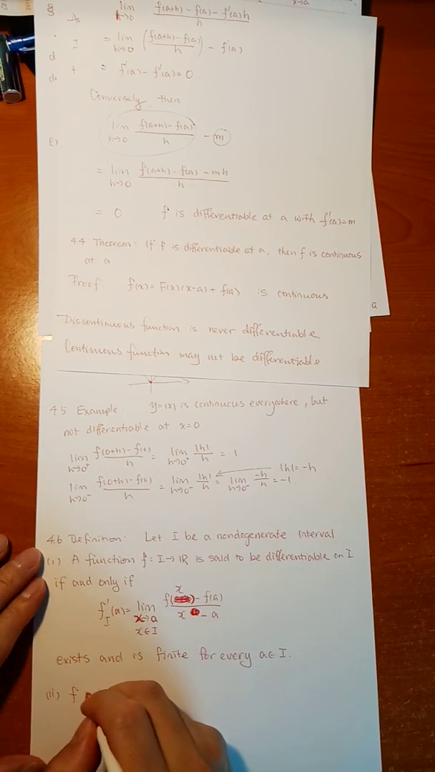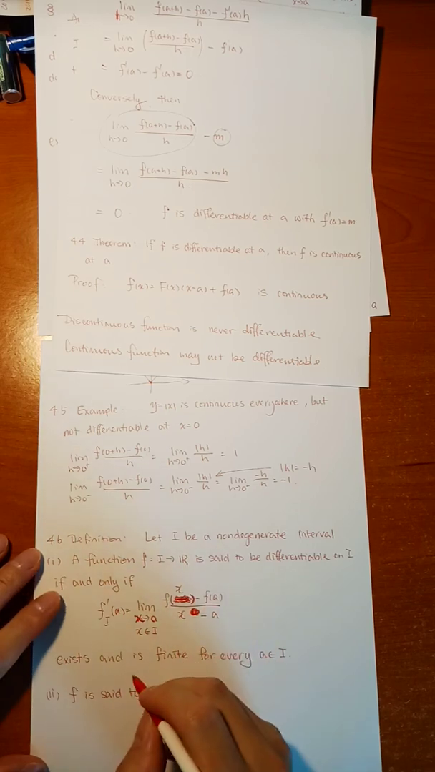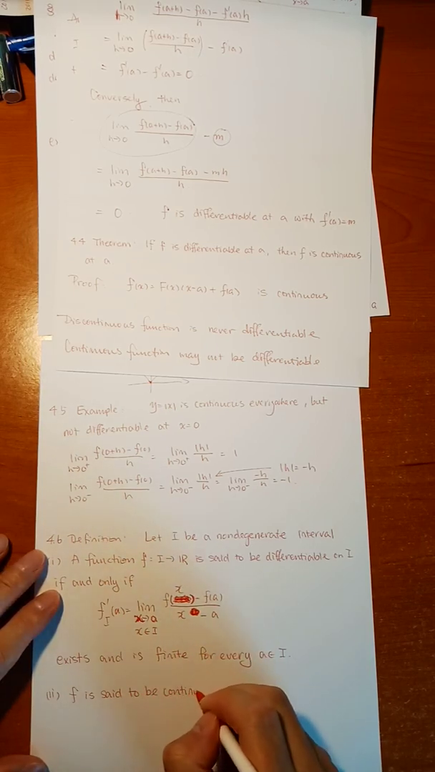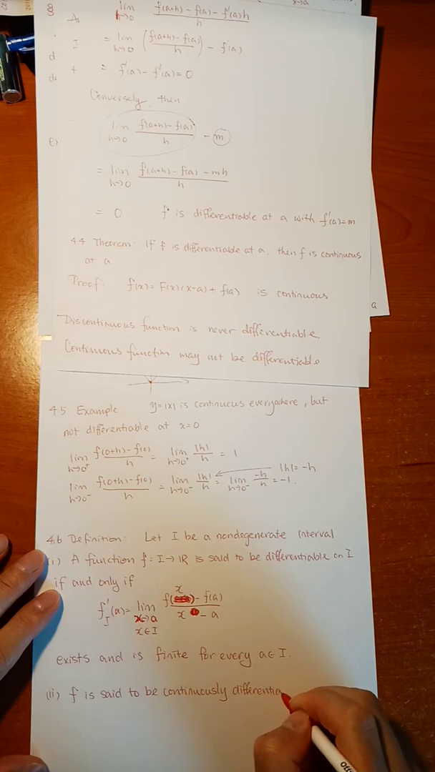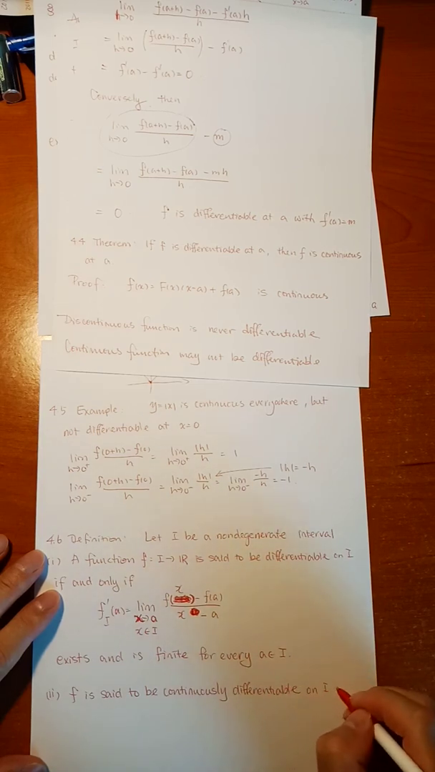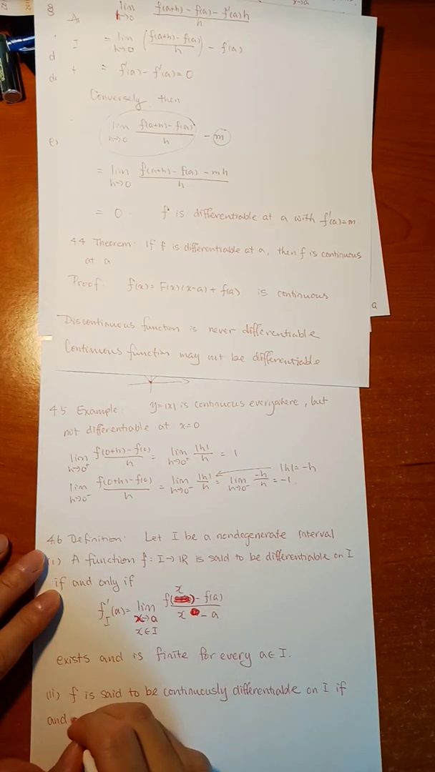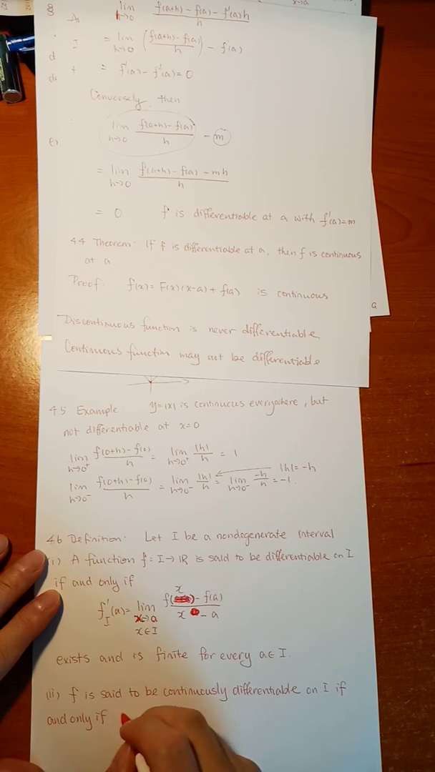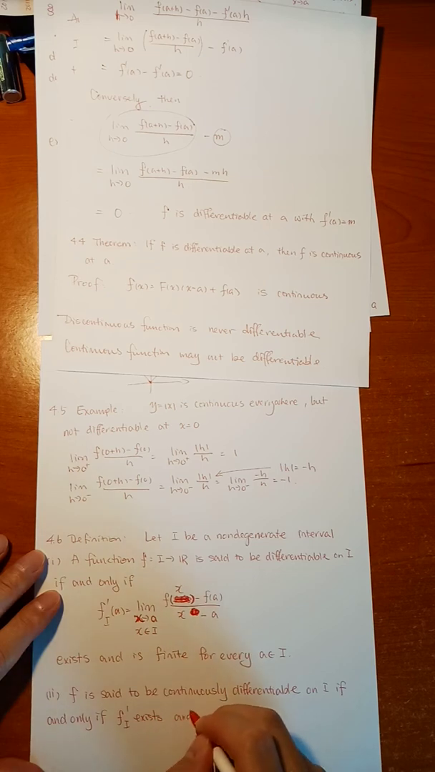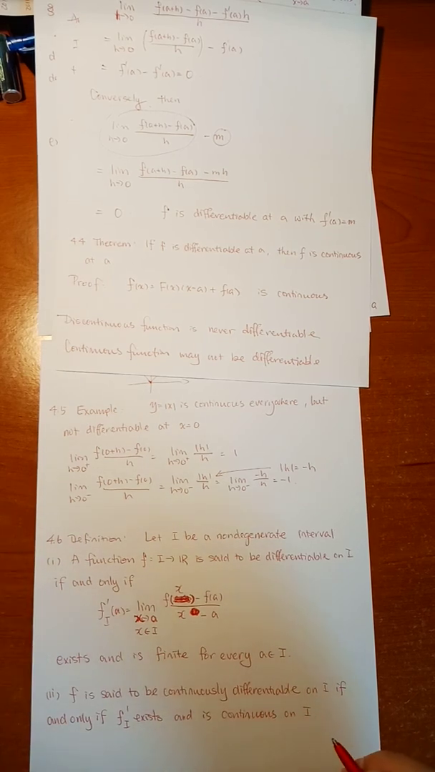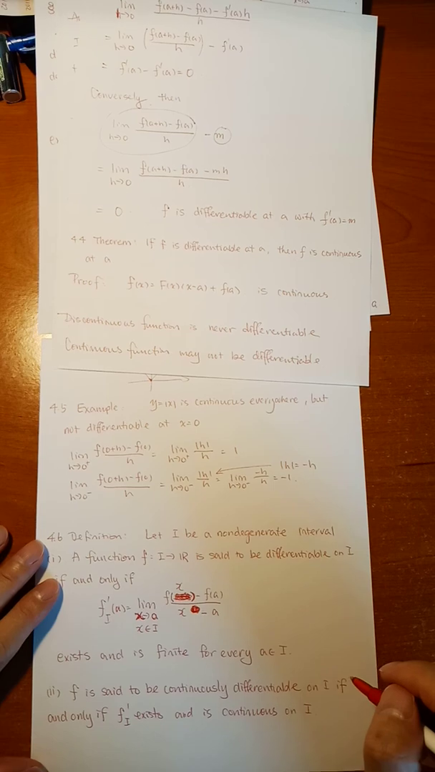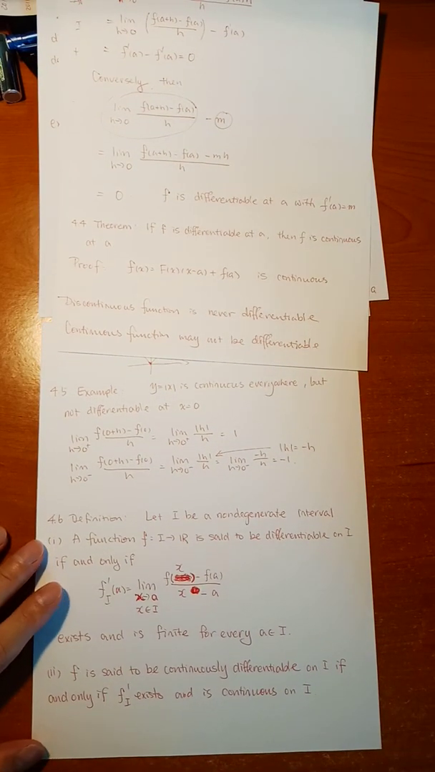Okay. Second part, f is said to be continuously differentiable on I if and only if the derivative exists for each point and the derivative function is continuous on I. So if you have a continuous derivative, we call the original function continuously differentiable.